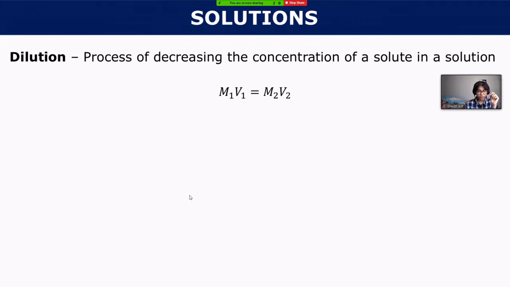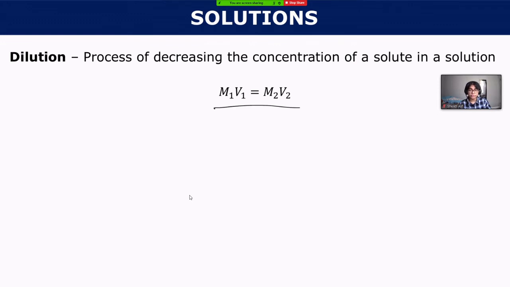Another important part of solution stoichiometry is a dilution, which is the process of decreasing the concentration of a solute in a solution. So if you were in a lab and you wanted, I don't know, a 0.25 molar hydrochloric acid solution, you're probably not going to find bottles lying around with 0.25, with 0.5, with 1, with 2. What you're going to find is probably one stock solution, and it's up to you to dilute it to get the concentration that you like. And thankfully, it's pretty easy to dilute using this formula.